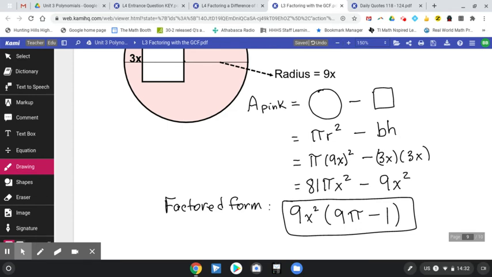So, kind of curious to see how many people would have got that right. It was a little bit of a tricky one.